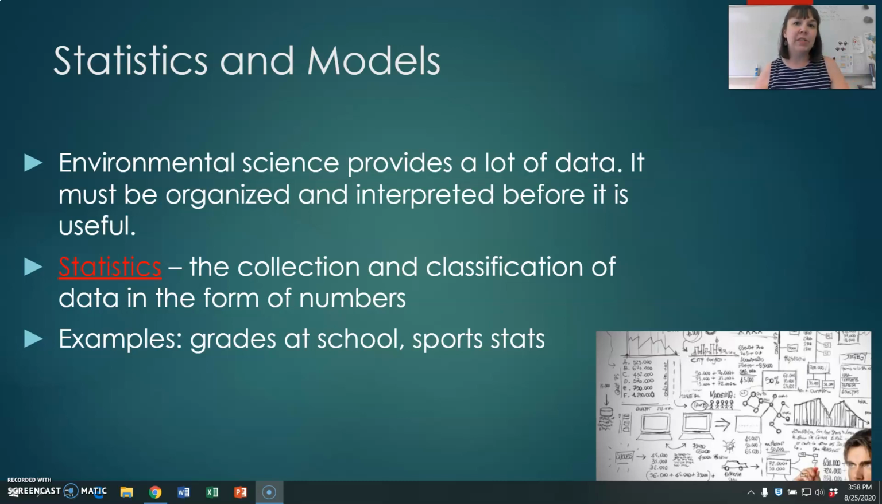Statistics is the process of collecting, organizing, and classifying data, usually in number form, so that it makes more sense. So your grades at school are statistics, it's data. Your sports stats, how many RBIs are hit, that can be a statistic, something that we do to understand and make it make sense. Are you doing well in school or not? Is that a good baseball player or not? Knowing that comes from looking at the statistics and the data.